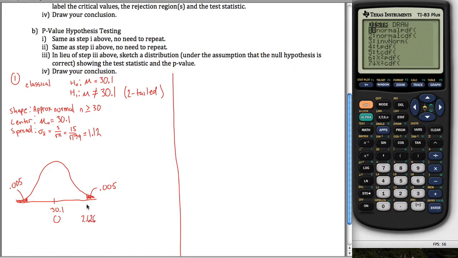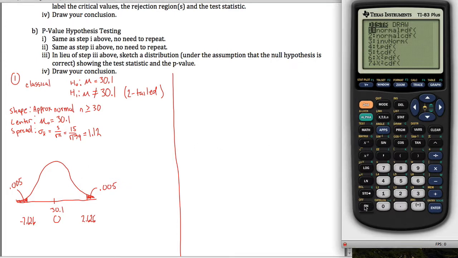And if this one is 2.626, then this one has to be negative 2.626, because I'm down here on the z statistic row, and so we have that symmetry. So now all we got to do is figure out our test statistic, and if it's in the rejection region, we reject the null hypothesis. And the way you can do that is you hit the stat button on your calculator, and then go over to tests, and then down to t-tests. It's important that this is a t-test, not a z-test.